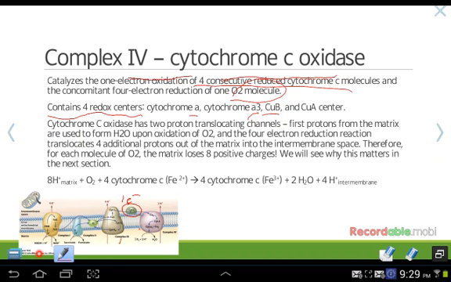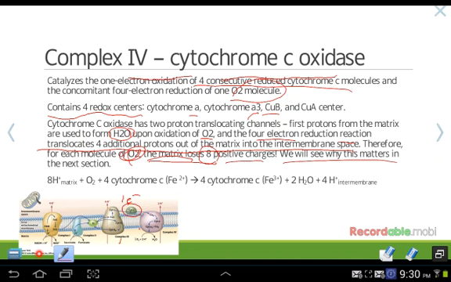First, protons from the matrix are used to form water upon the reduction of O2. Second, the 4-electron reduction reaction translocates 4 additional protons out of the matrix into the intermembrane space. Therefore, for each molecule of oxygen that we reduce, the matrix loses a total of 8 positive charges. And again, remember, we'll see why this matters in the next section.